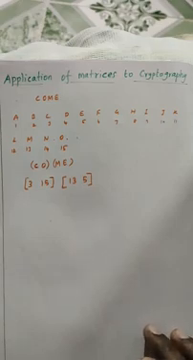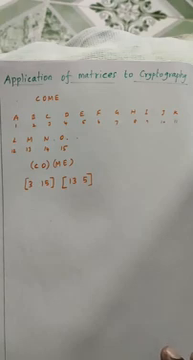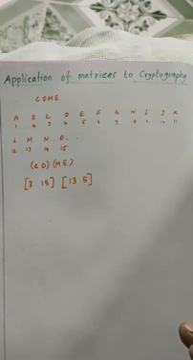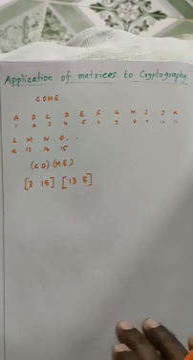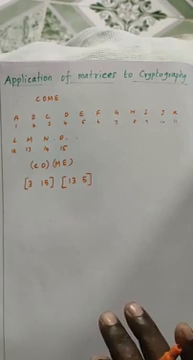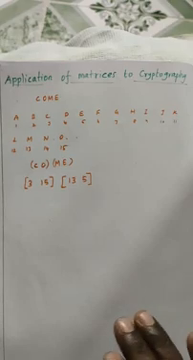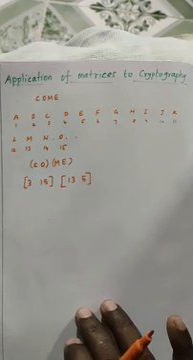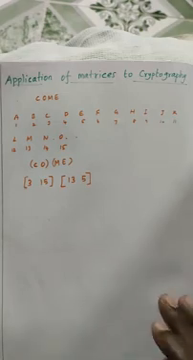Application of matrices to cryptography. One of the important applications of the inverse of a non-singular square matrix is in cryptography. Cryptography is used to communicate between two people while keeping the information unknown to others. It is based upon two factors, namely encryption and decryption. Encryption is the process of making a readable message unreadable, and decryption is the process of making an unreadable message readable.